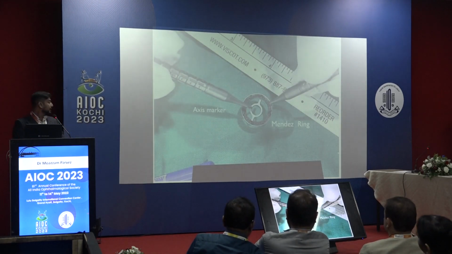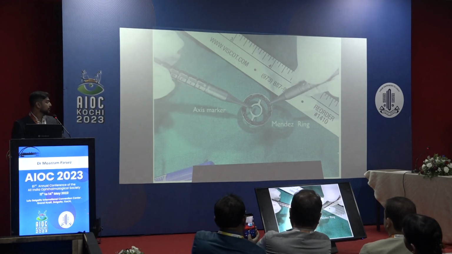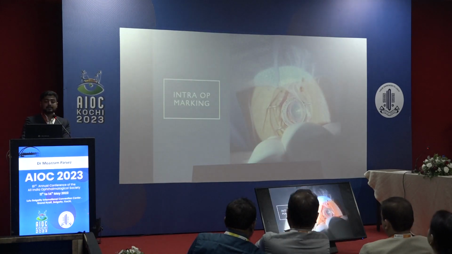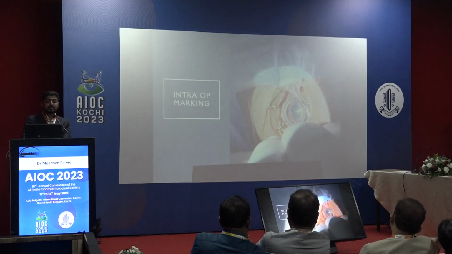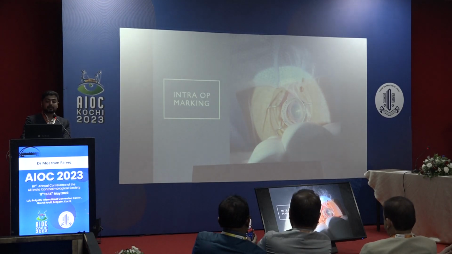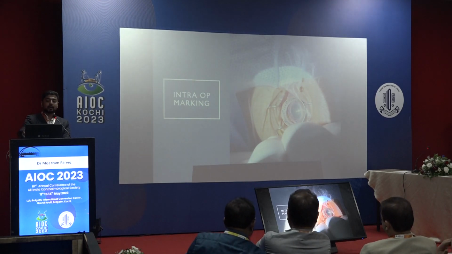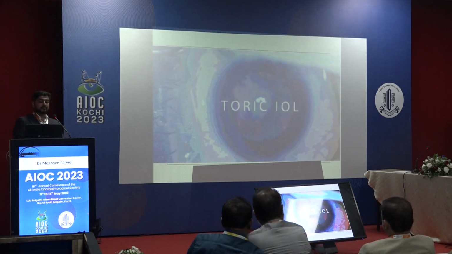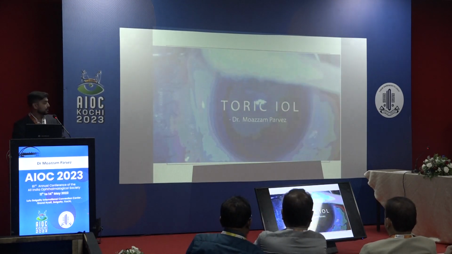This is the Mendez ring in the center, which is used for intraoperative marking. And on the left side, we have the axis marker. This is an intraoperative snippet of the Mendez ring placed on the limbus, and the corresponding markings are correlated. So here is a video, if it's visible.